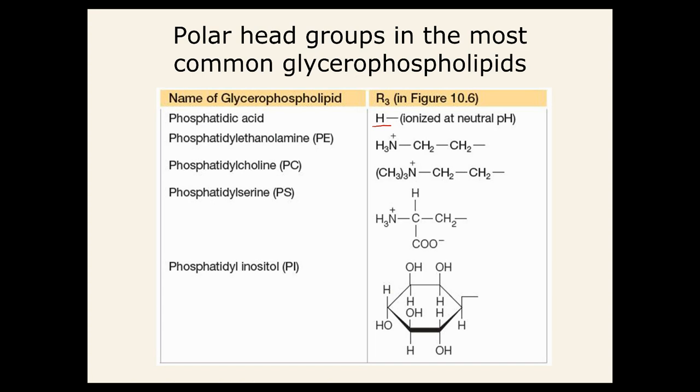But then if you notice, you can have phosphatidyl ethanolamine. You can have phosphatidylcholine, phosphatidylserine, phosphatidyl inositol. And this might look very intimidating, but what I want you to realize is if they start substituting these R groups on, what you're doing is you're creating a charged polar head on the end of that phospholipid.